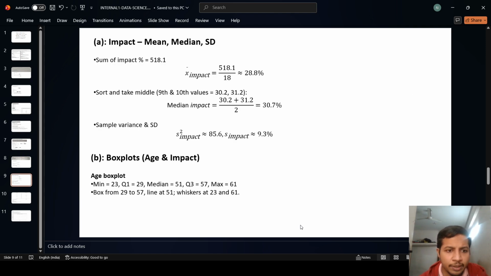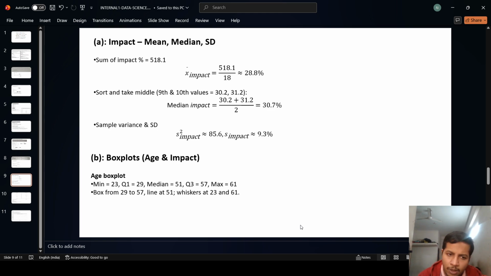Now moving to the B part, impact mean, median, standard deviation. The sum of impact percentage will be 518.1. So the mean impact will be 518.1 divided by 18, which will give you 28.8 percent. Now sort and take the middle, the ninth and 10th values. So the median impact will be 30.2 plus 31.2 divided by 2, which is around 30.7 percent. And the sample variance and standard deviation will be 85.6 and 9.3 percent.